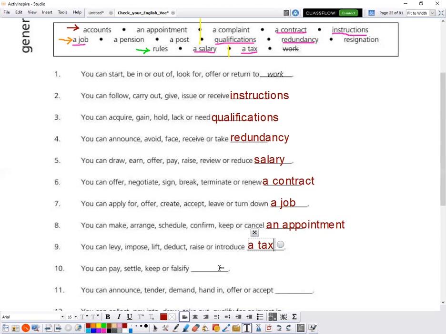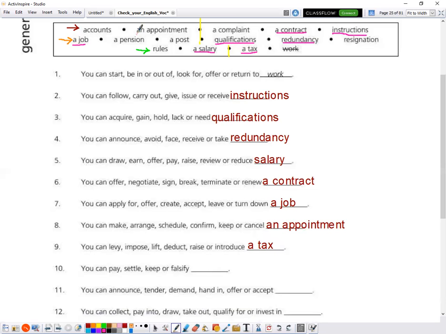Number 10, you can pay, settle, keep, falsify, what? It's in the first line. Accounts? Yeah, that's right. Accounts.